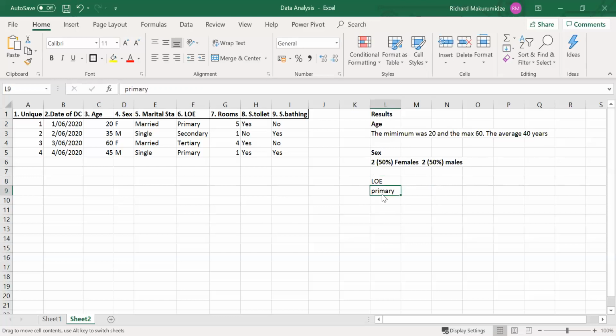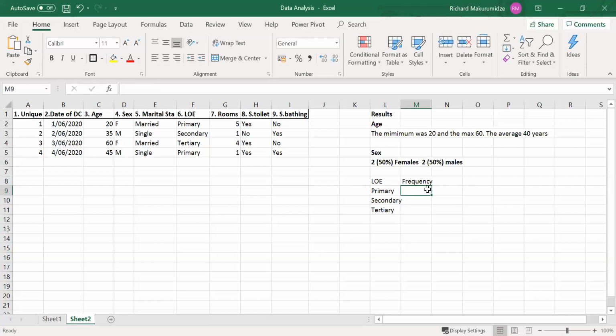In this case, this is our level of education. We can summarize our level of education in a table, and that's another way in which you can present your results. You are now summarizing primary, secondary, and tertiary. So this is the total number, and this is the frequency, whatever you put in your table.